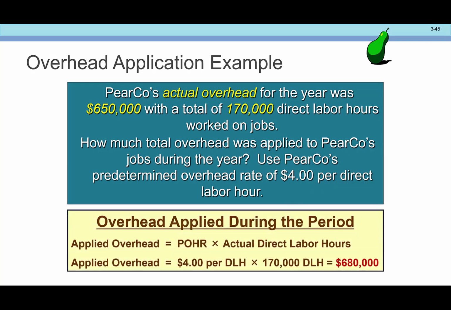Here we go back to the confusing example, and now they go back to $4 per direct labor hour. For a minute they were at $4, then went to $3.50, and now they're back to $4. Now they tell us that the actual overhead is $6.50, that there were 170,000 direct labor hours, and that the predetermined overhead rate is $4, right?